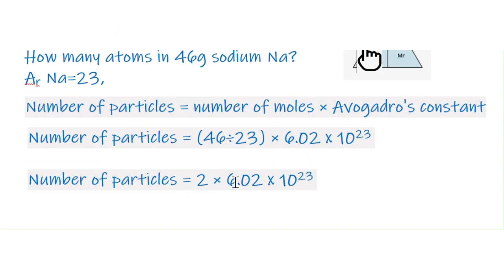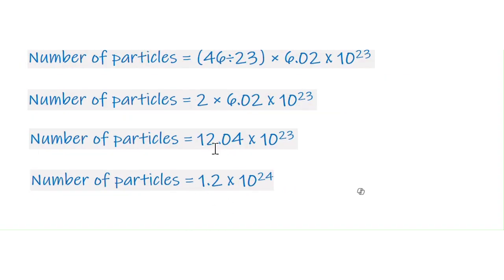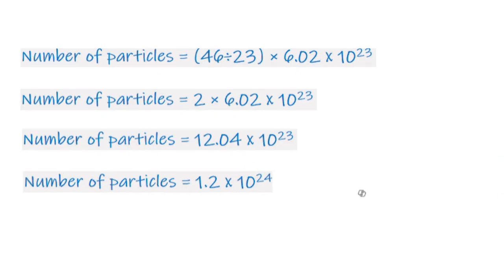Now ignore the 10 to the 23 for now. Let's just do the 2 times 6.02, and that equals 12.04. Now we can't leave it as 12.04 times 10 to the 23 because we need it in standard form. So if we move the decimal point one place to the left in the 12, we add a number onto the 23. So our final answer becomes 1.2 times 10 to the 24.